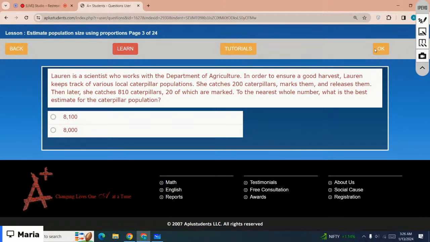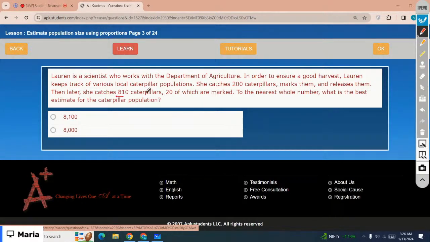Lauren is a scientist who works with the Department of Agriculture. In order to ensure a good harvest, Lauren keeps track of various local caterpillar populations. She catches 200 caterpillars, marks them, and then releases them. Then later she catches 810 caterpillars, 20 of which are marked. To the nearest whole number, what is the best estimate for the caterpillar population, right?